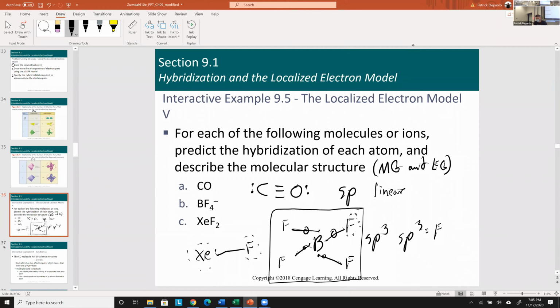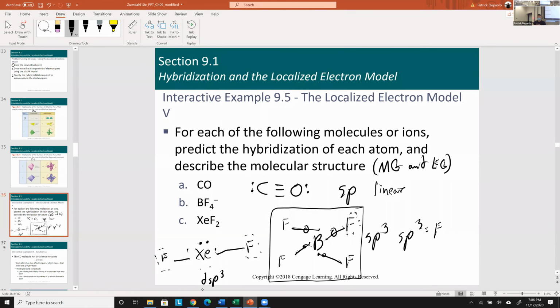Like that. And then we have another fluorine over here. So what is the hybridization of the xenon? sp3. What did you? This is 1 group, 2 groups, 3 groups, 4, 5. Good, dsp3. Nice. So that means 5. So it's the number of letters.